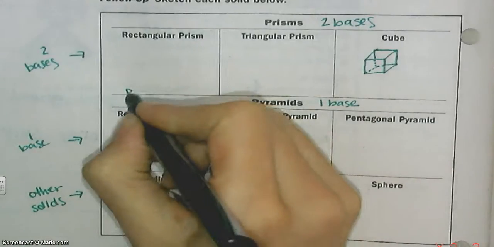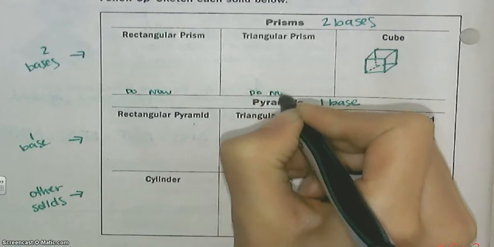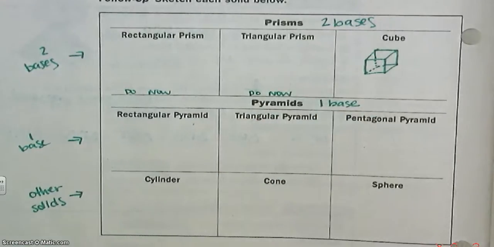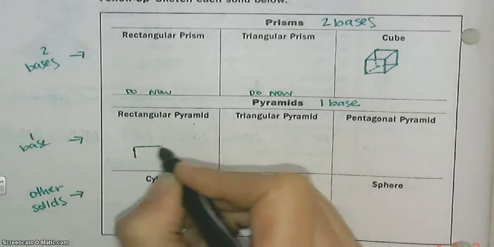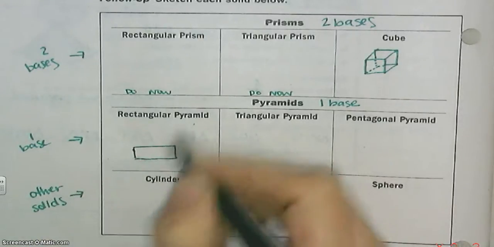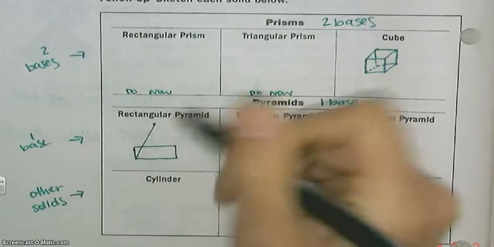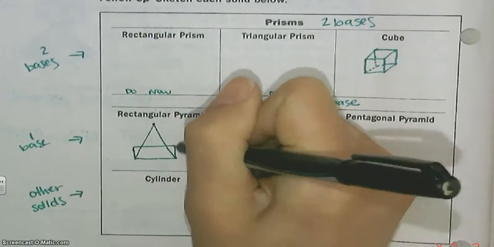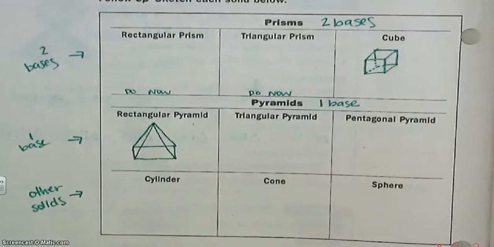So you're going to do this now. Pyramid only has one base, so we're going to draw a rectangle. And it's got to come up to a single point. So we just got to draw from the base to that single point. A rectangular pyramid.